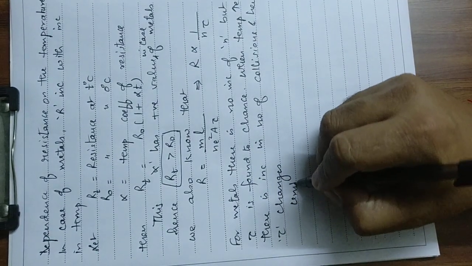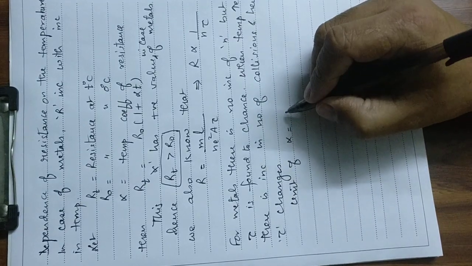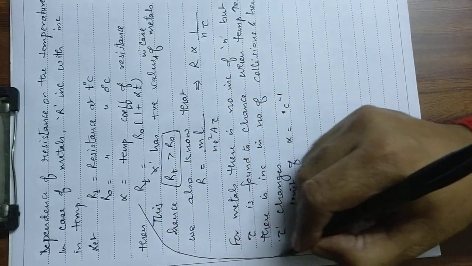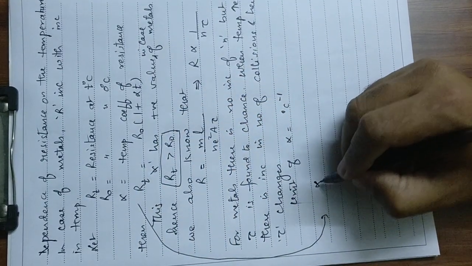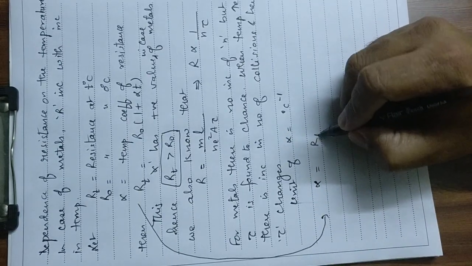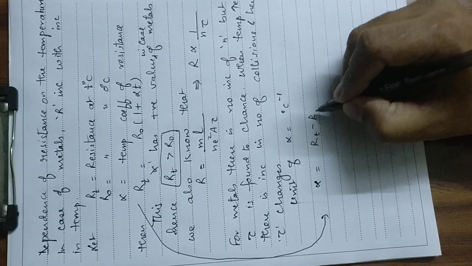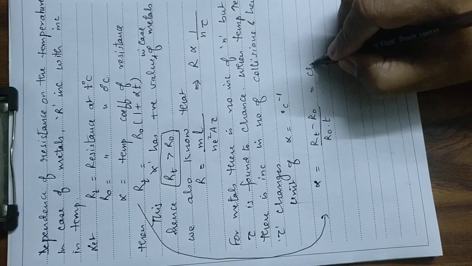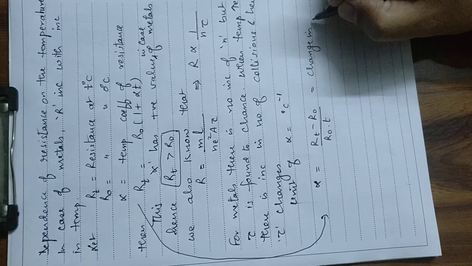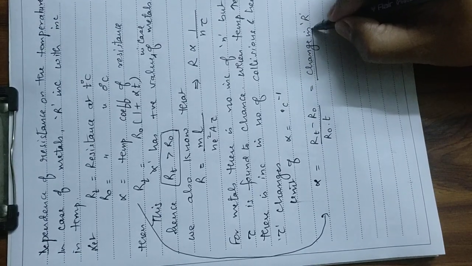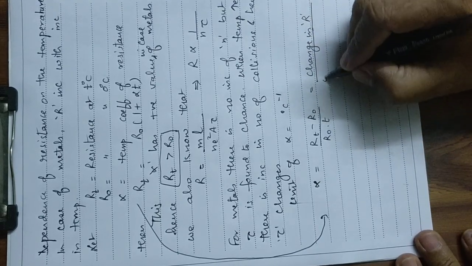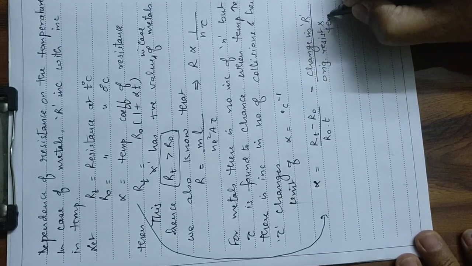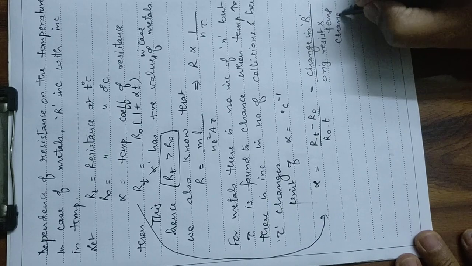Unit of alpha is degree Celsius inverse. From this result, we can obtain the value of alpha as (RT minus R0) upon R0 into T, that is change in resistance upon original resistance into temperature change.